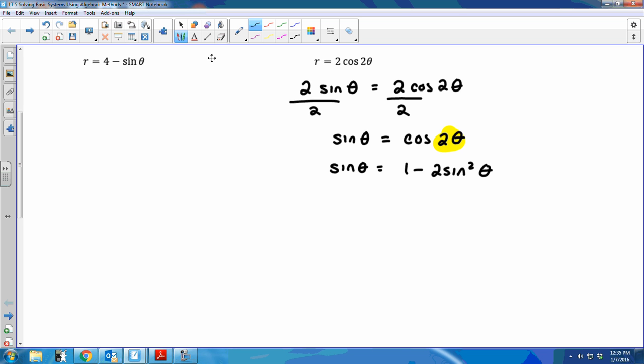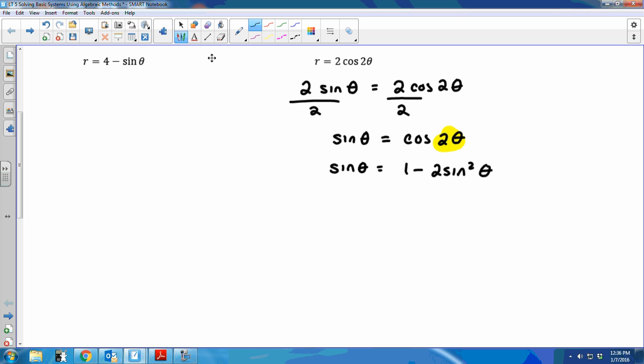So, be very careful. We need to get everything on the same side. You cannot subtract sine and combine it together because we have a sine squared and a sine. Those are not like terms, just like x squared and x are not like terms. So we're going to move everything to the left-hand side. I'm going to subtract 1, and I'm going to add 2 sine squared theta.